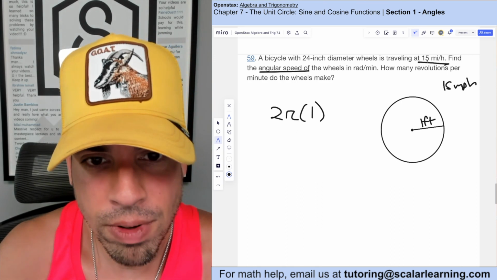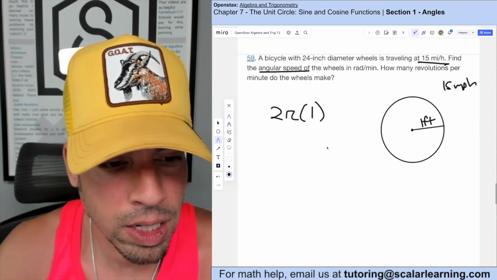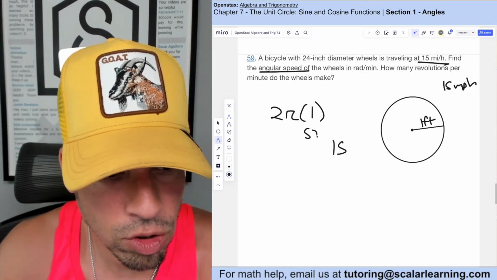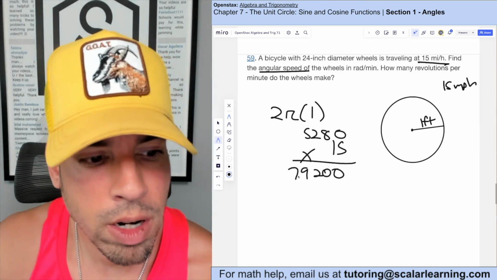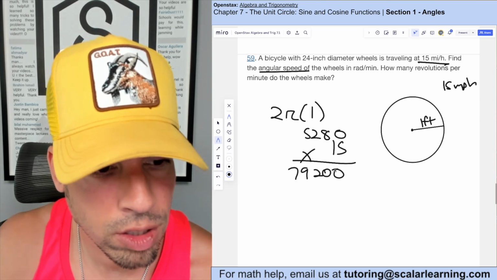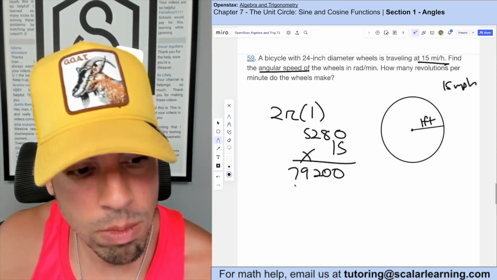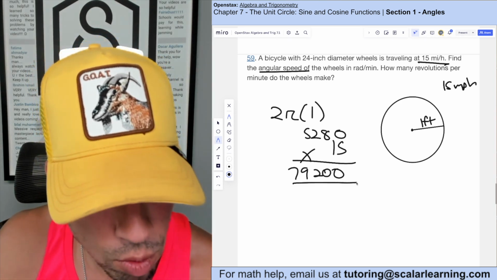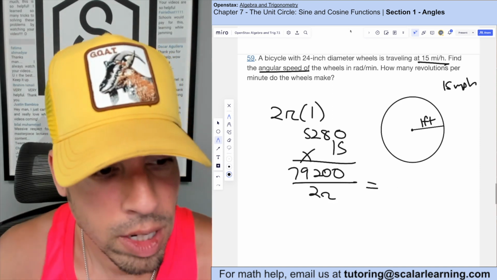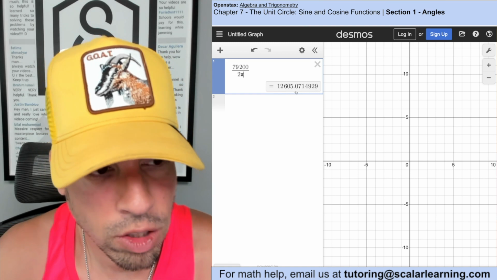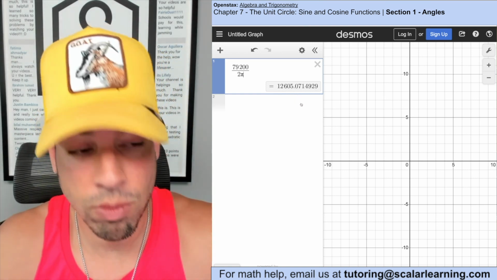And then to convert 15 miles to feet, we do 15 times 5,280. And that's 79,200. So in 1 hour, we're going 79,200 feet. And to get the number of revolutions in that hour, or 60 minutes, we're going to divide by the circumference, which is 2 pi. So let's do that in Desmos. So we get 12,605, and that's the number of revolutions.